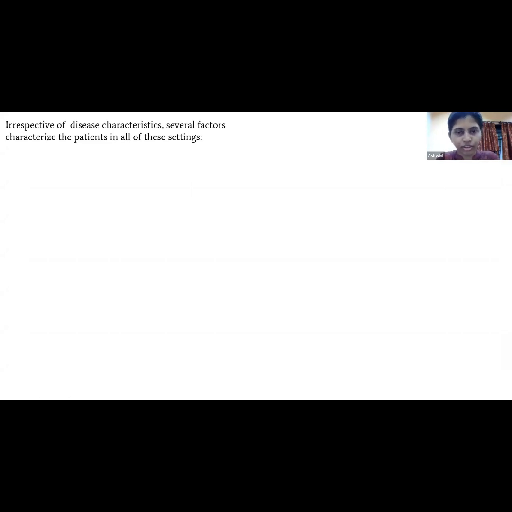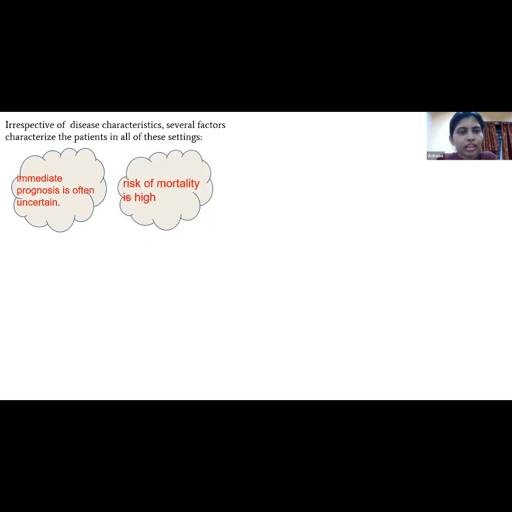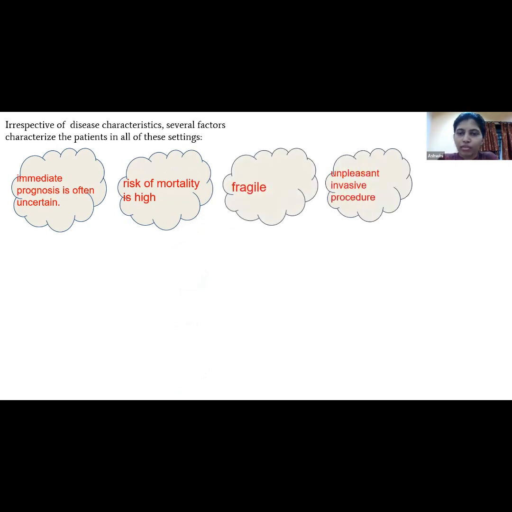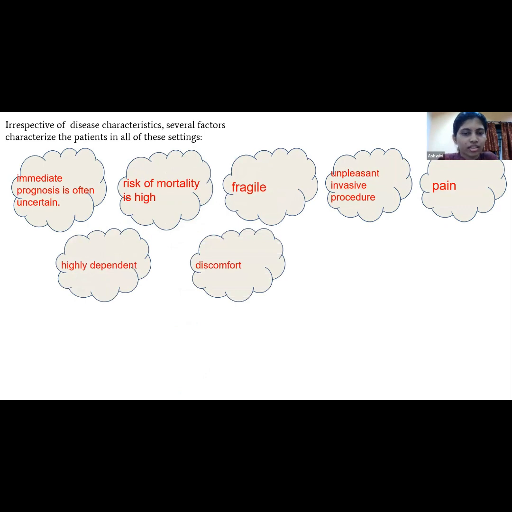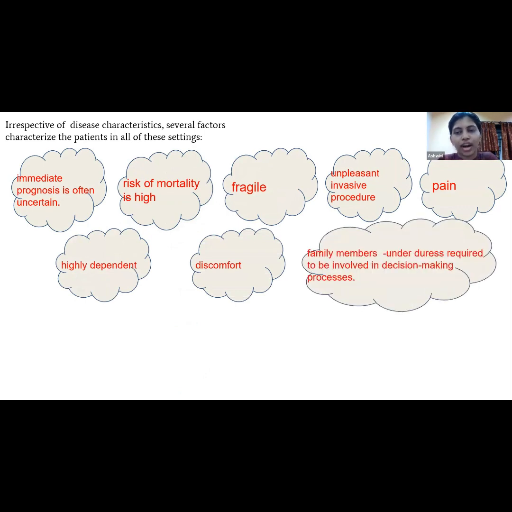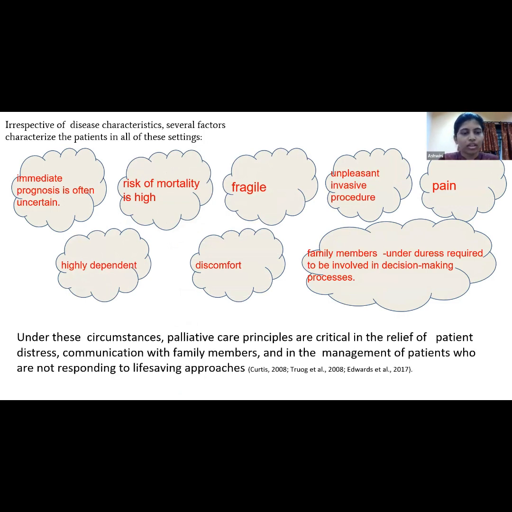Irrespective of disease characteristics, several factors characterize patients in the settings of ICU as well as in palliative care units. So what are these? Mostly the immediate prognosis is often uncertain. The risk of mortality is high. They are fragile. They have to undergo unpleasant invasive procedures in ICUs. They are in pain. They're highly dependent. There's discomfort. And the family members are under duress and are required to be involved in decision-making processes. Under these circumstances, palliative care principles are critical in the relief of patients' distress, communication with family members, and management of patients who are not responding to life-saving approaches.